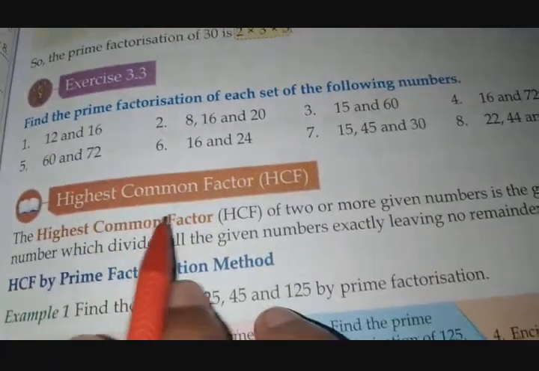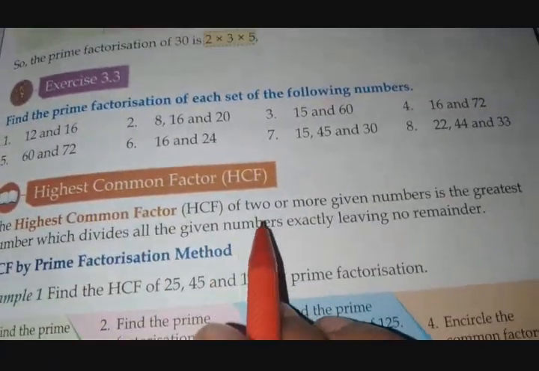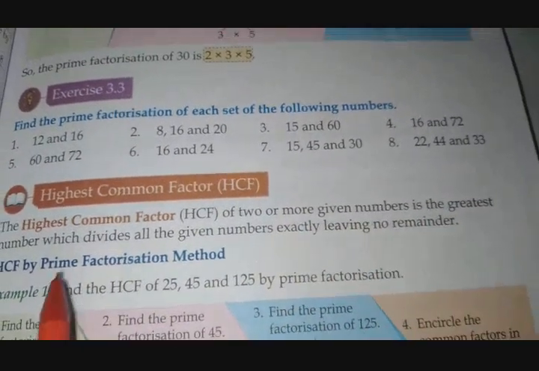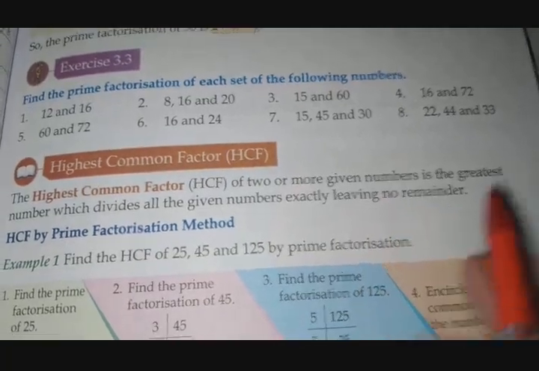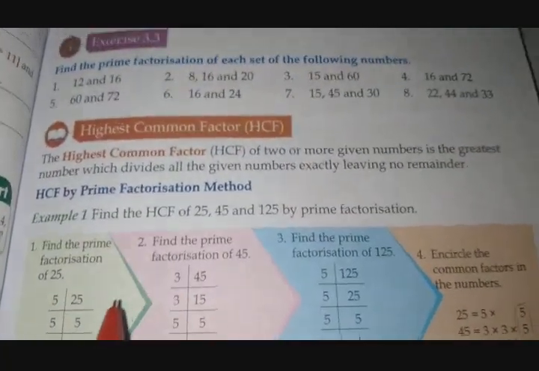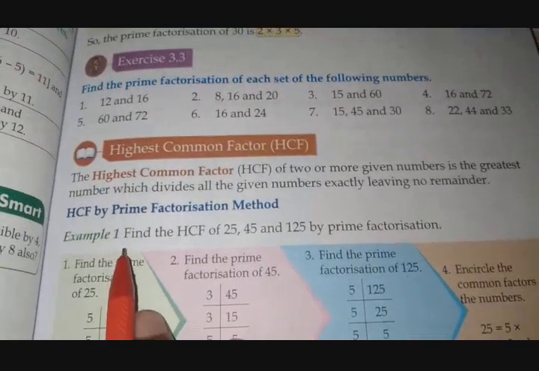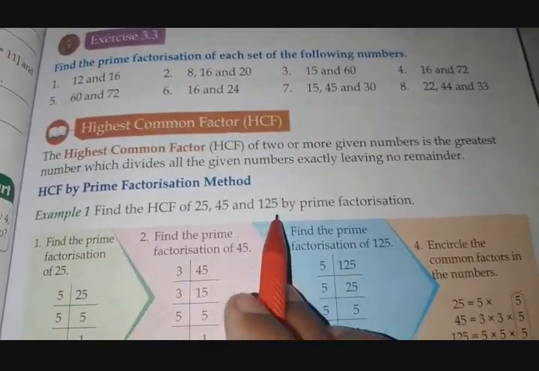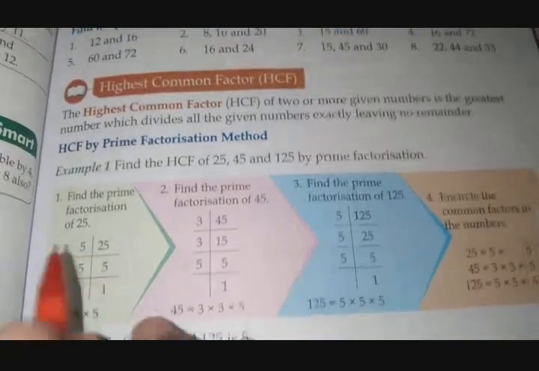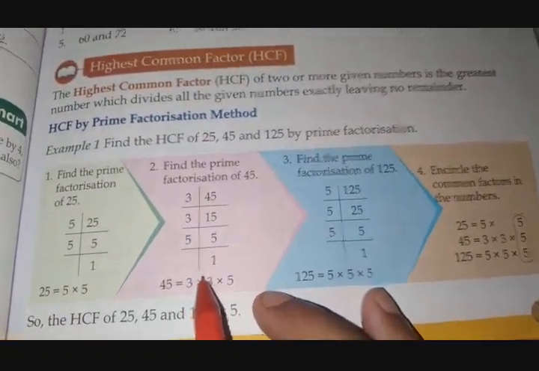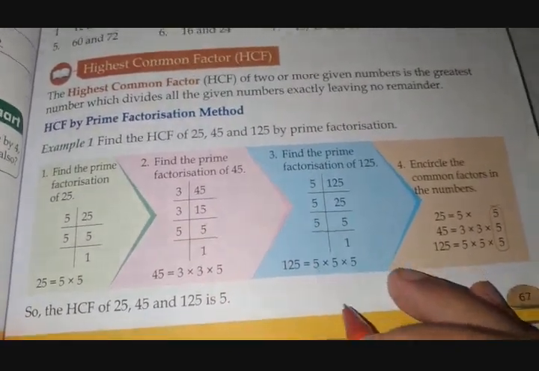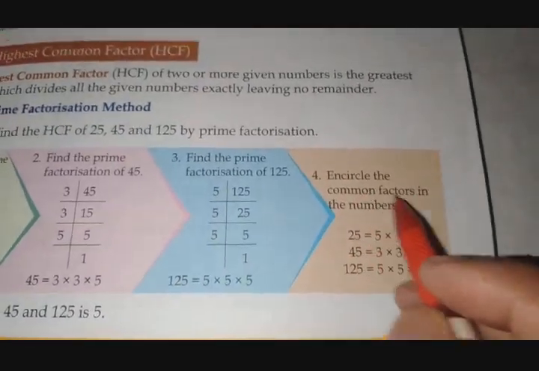HCF, highest common factor, means the highest common factor of two or more given numbers is the greatest number which divides all the given numbers exactly, leaving no remainder. We have some steps. Find the HCF of 25, 45 and 125 by prime factorization. First we find the prime factorization of 25, then of 45, then of 125, and then we encircle the common factors.